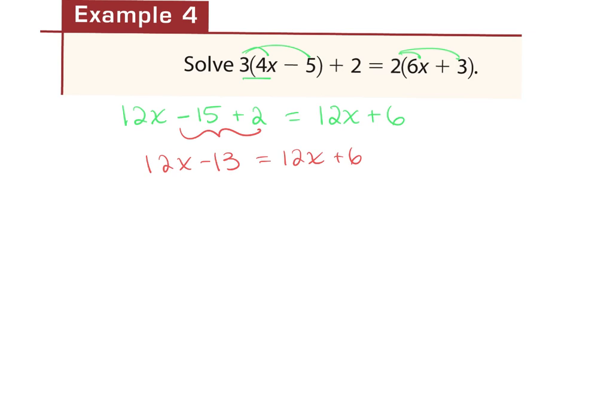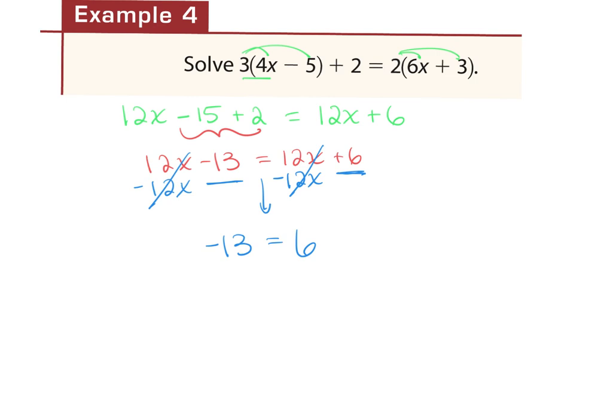I need all of my variables on one side. Negative 12x subtracts and zeroes out. Negative 12x. I have 0 x's over here. All right. When I do that, I get this. What's left over here is negative 13 equals, and what's left over here is 6. When does negative 13 equal 6? Never. Negative 13 never equals 6.